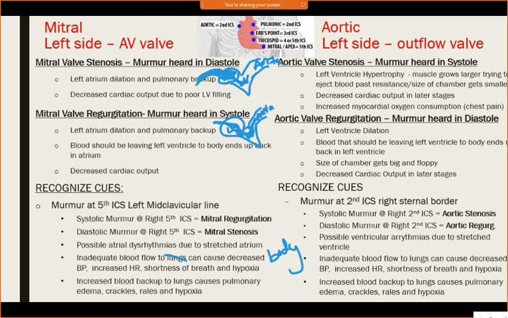Again, left heart sounds. Do you want me to draw it, or do you want to draw it on your own? You can draw your pictures for aortic valve. I'll let you do that. If you have issues, let me know and I will draw you the pictures.